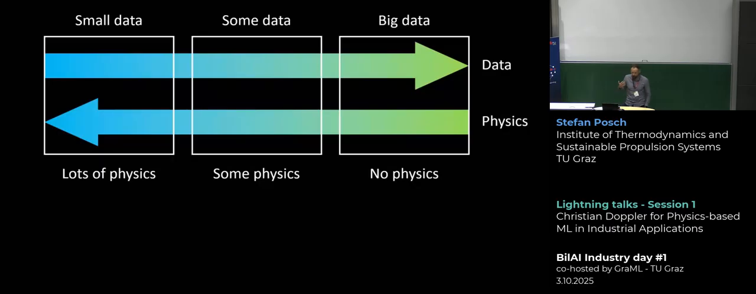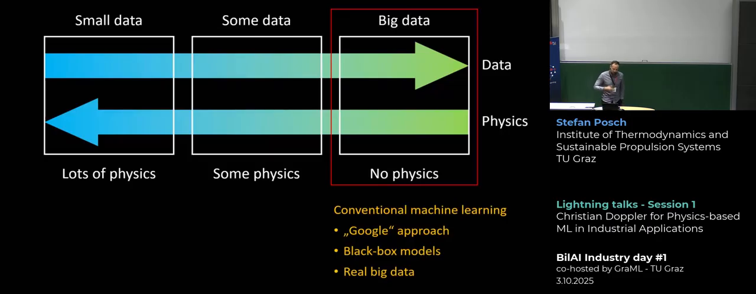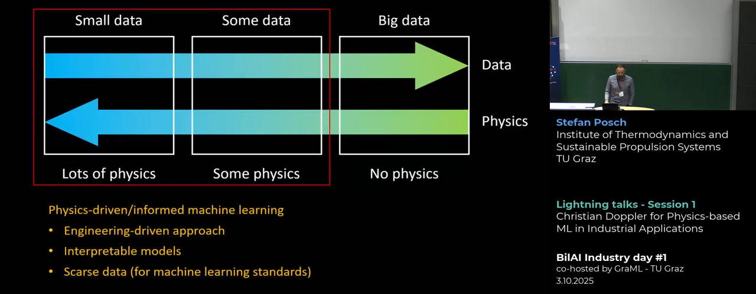In our CD lab, in the field of physics-driven machine learning, we usually talk about, okay, if we have a lot of physics or if we have a lot of big data. On the right path, this is the conventional machine learning. I always say it's the Google approach where we have a lot of data, but we have the disadvantage that it's a kind of black box models, but we have real big data. Usually in our cases, in mechanical engineering, we don't have that much data. We have really small data. But what we have is a lot of physics.